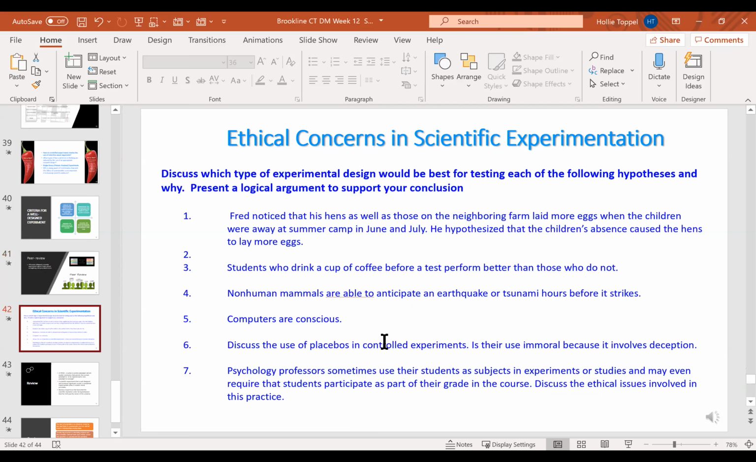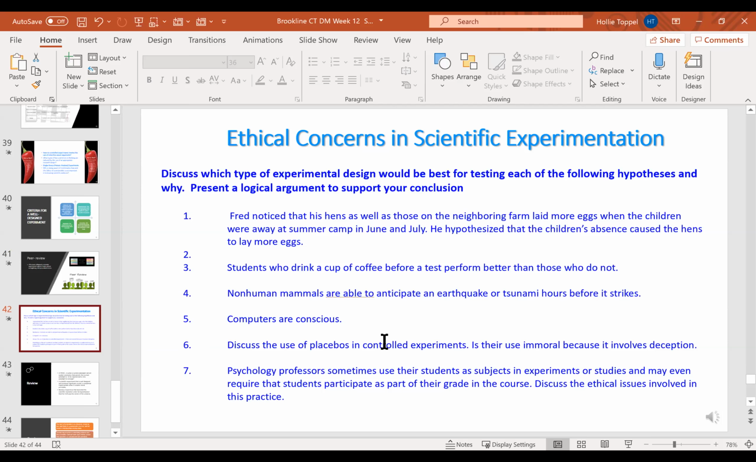Discuss which type of experiment would be best for doing an experiment here. Present a logical argument to support your conclusion, okay? Fred noticed that his hens, as well as those of the neighboring farms, laid more eggs when his children were away at summer camp than with the children there. Can you do that? You could send your kids away every summer, but then the chickens are getting older.